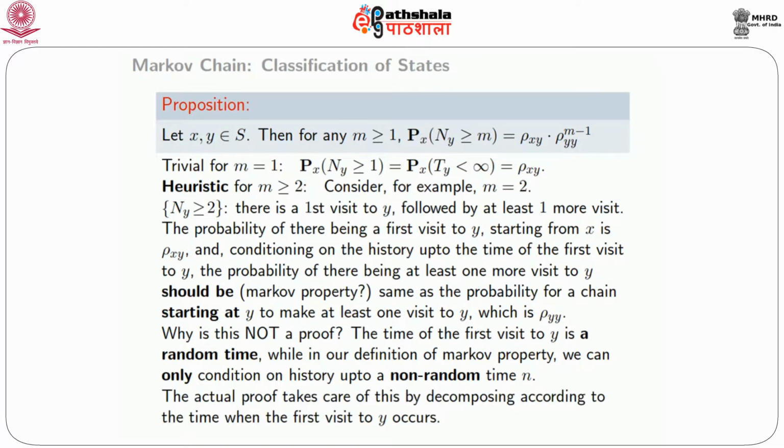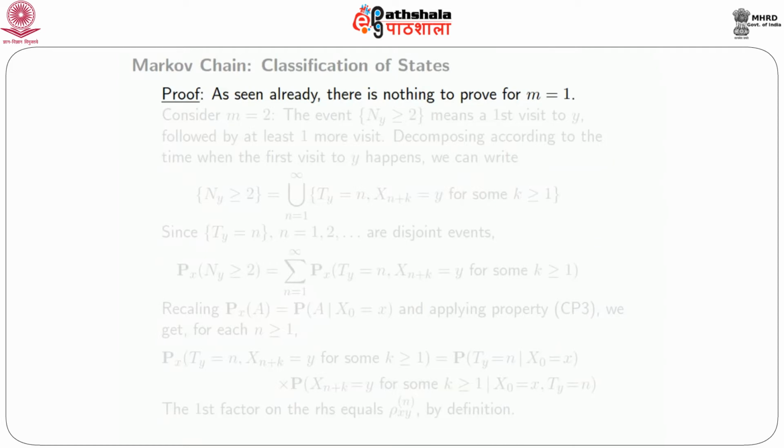The actual proof, of course, takes care of this by decomposing according to the time when the first visit to y actually occurs. So here's the formal proof. Well, as we've already seen, there is nothing to prove for m equal to 1. So now consider m equal to 2. As seen already, the event N_y >= 2 means a first visit to y followed by at least one more visit.